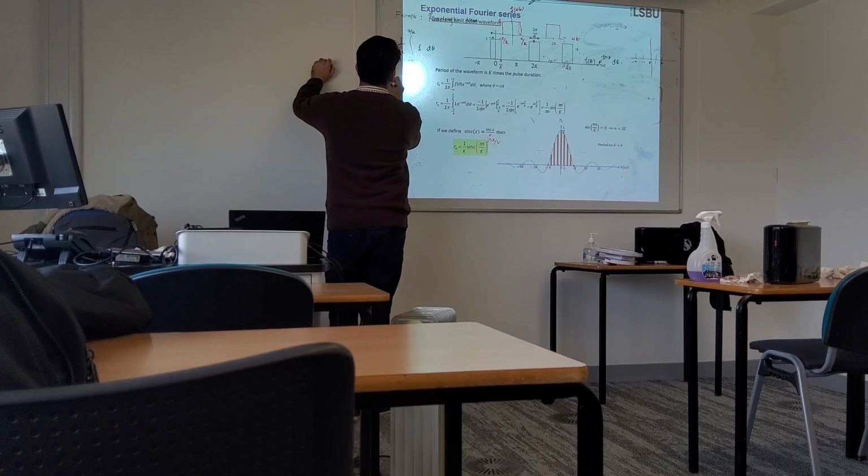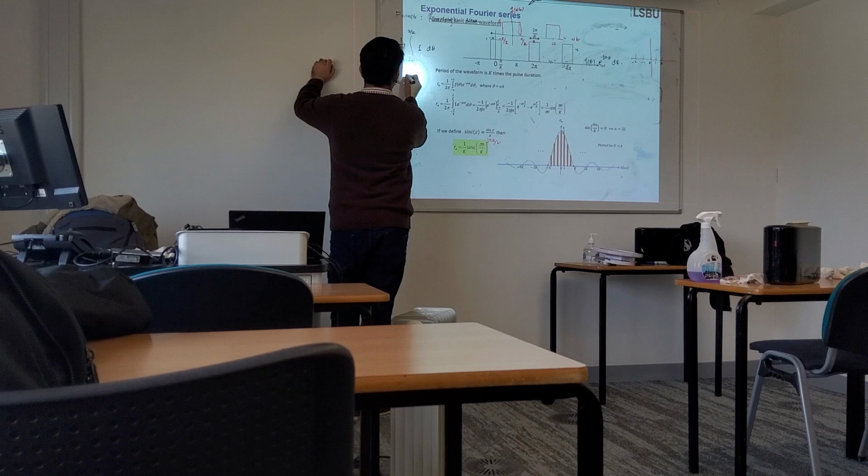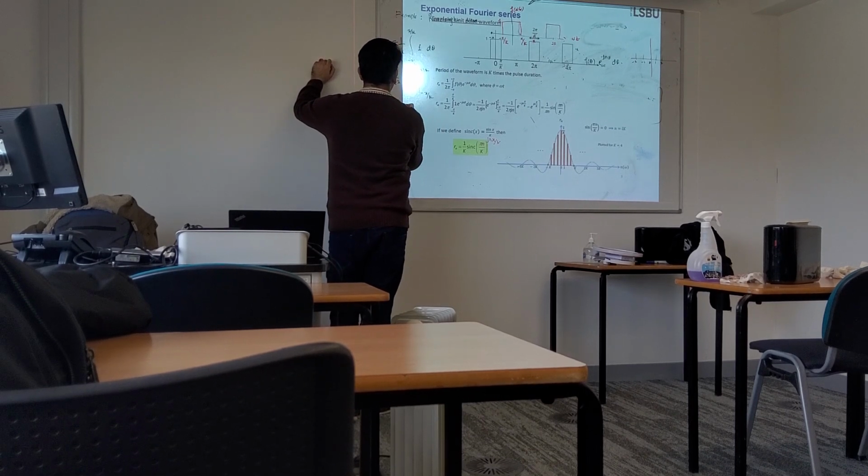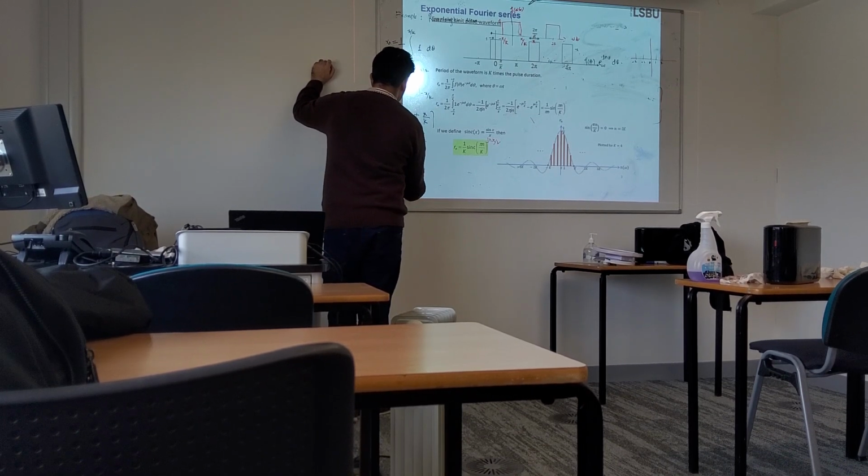So it would be 1 by 2 pi, inside it would be theta from minus pi by k to pi by k. 1 by 2 pi, upper limit pi by k, lower limit has another minus here, so it would be plus pi by k. 1 by 2 pi, and here it would be 2 pi by k. So it would be 1 by k.